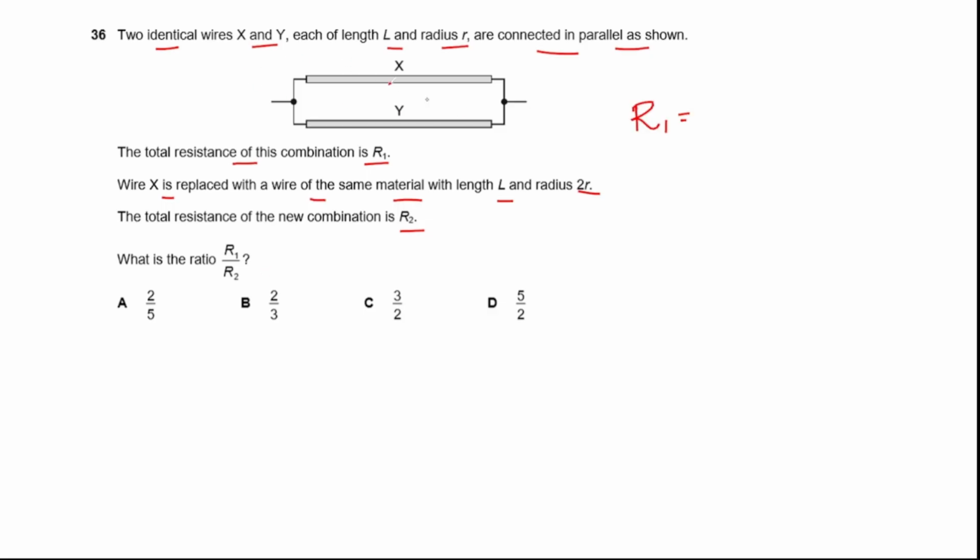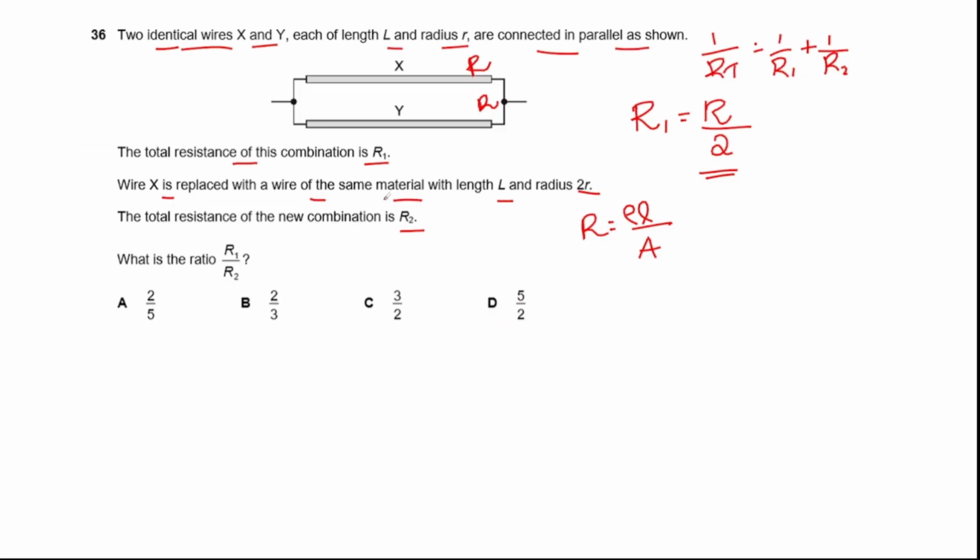Each of the wires is identical, so the resistance value is rho L by A. Since both wires are identical, we can take both as having a resistance of R. So the total resistance is going to be R by 2, using the formula 1 divided by RT is equal to 1 divided by R1 plus 1 divided by R2. Here R1 and R2 are equal to R. That's why the total combination is R by 2.